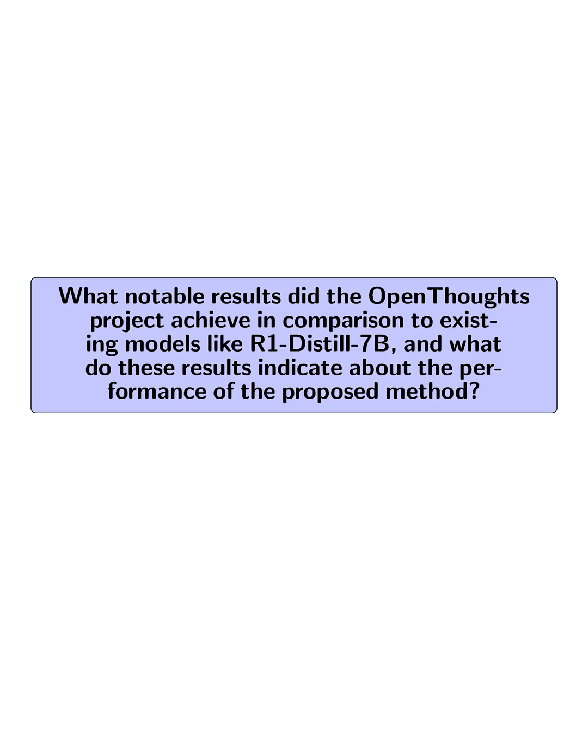What notable results did the OpenThoughts project achieve in comparison to existing models like R1-7b? And what do these results indicate about the performance of the proposed method?